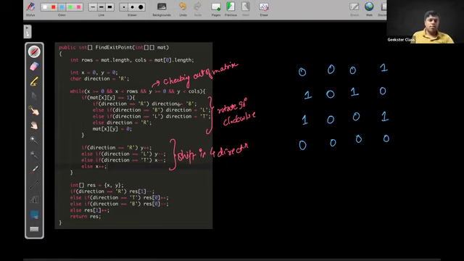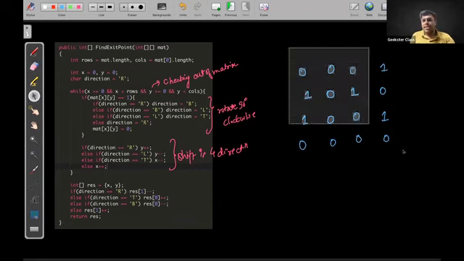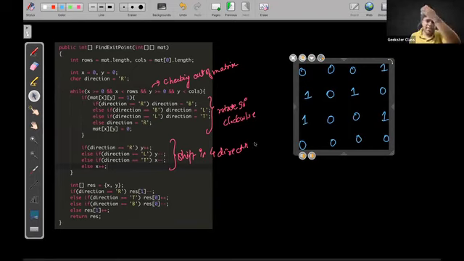Okay. So this is the matrix. And according to the problem, what is the initial XY coordinate and what is the initial direction? Initially, what is the XY coordinate and initially what is the direction?